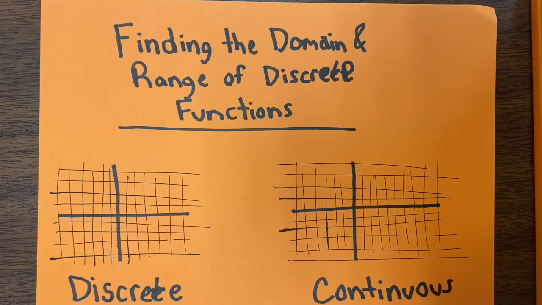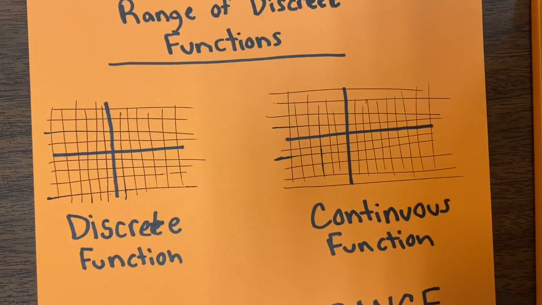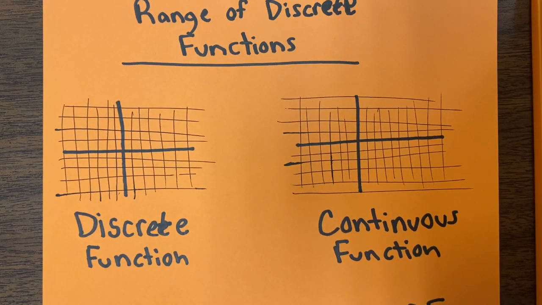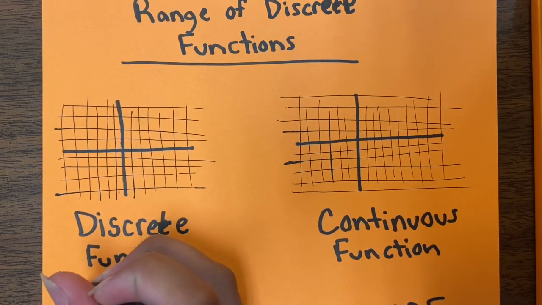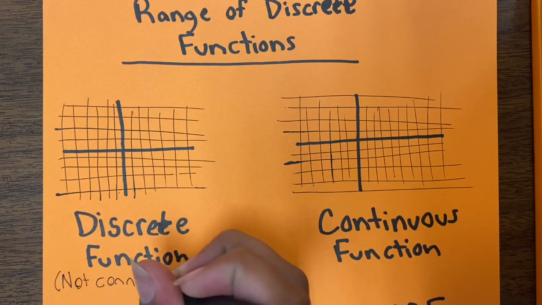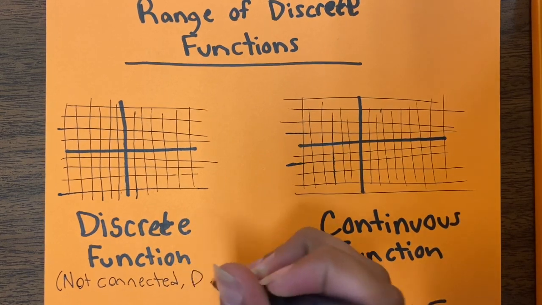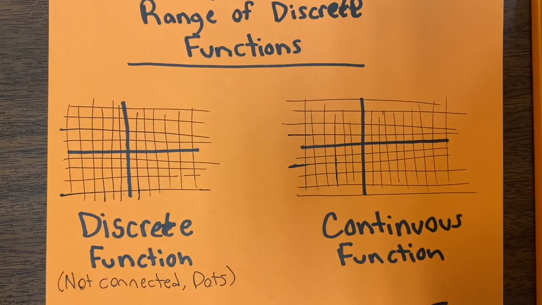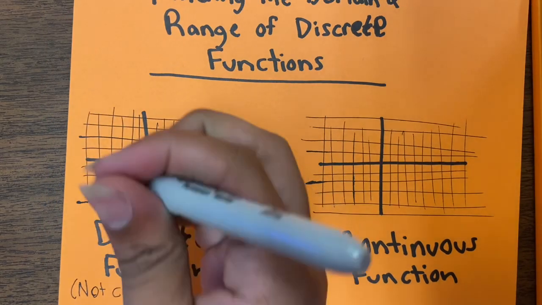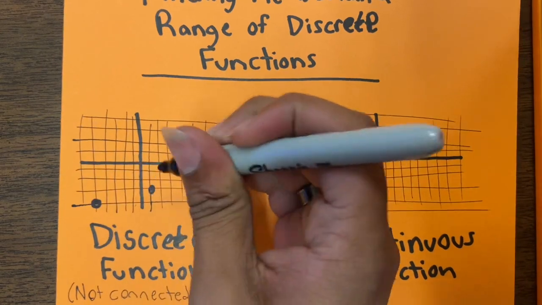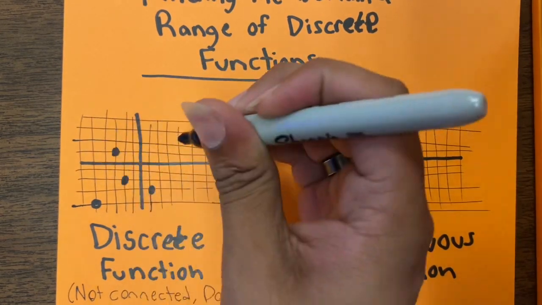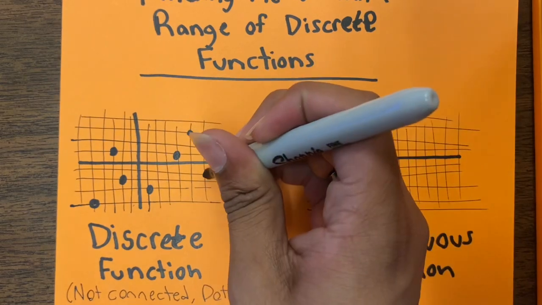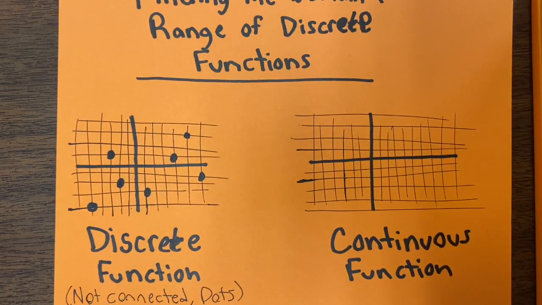Now we'll be finding the domain and range of discrete functions. Discrete functions are not connected. These are dots. So on your paper, go ahead and just draw a bunch of dots all over the graph. So this is a discrete function. It could be any number of dots. This is discrete.